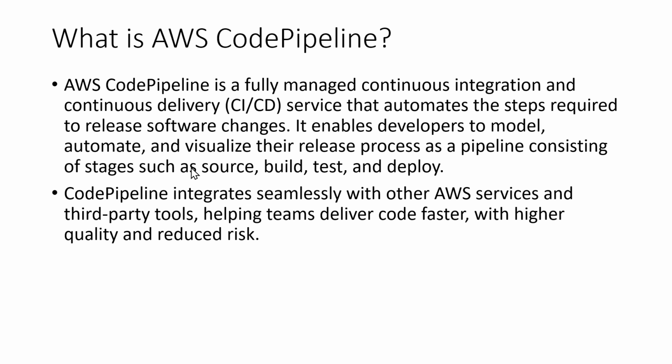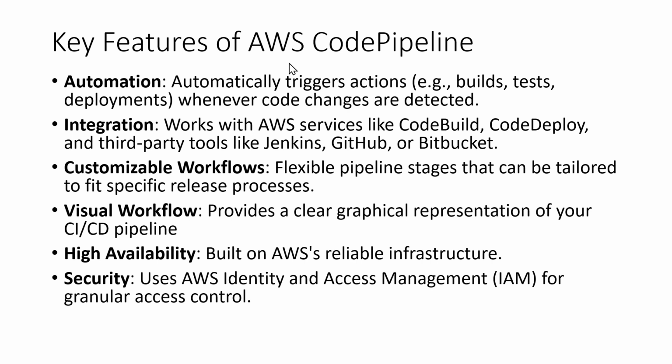So why do we use CodePipeline? To automate the software releases or updates, and we can manage everything in one place. To achieve those things, we use AWS CodePipeline. Fine. And here are a few features of CodePipeline. We can do automation, right? It automatically triggers the action.